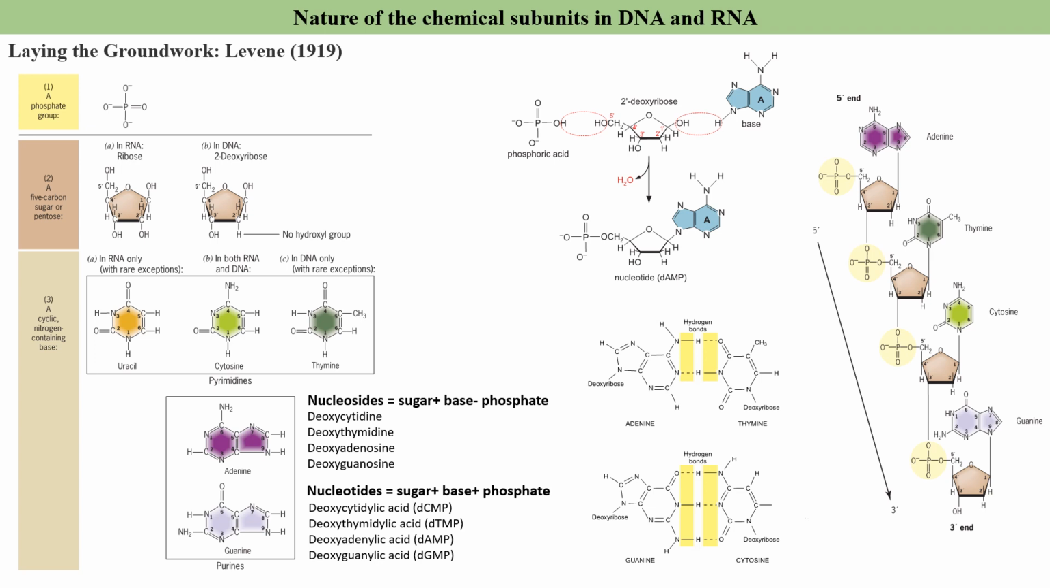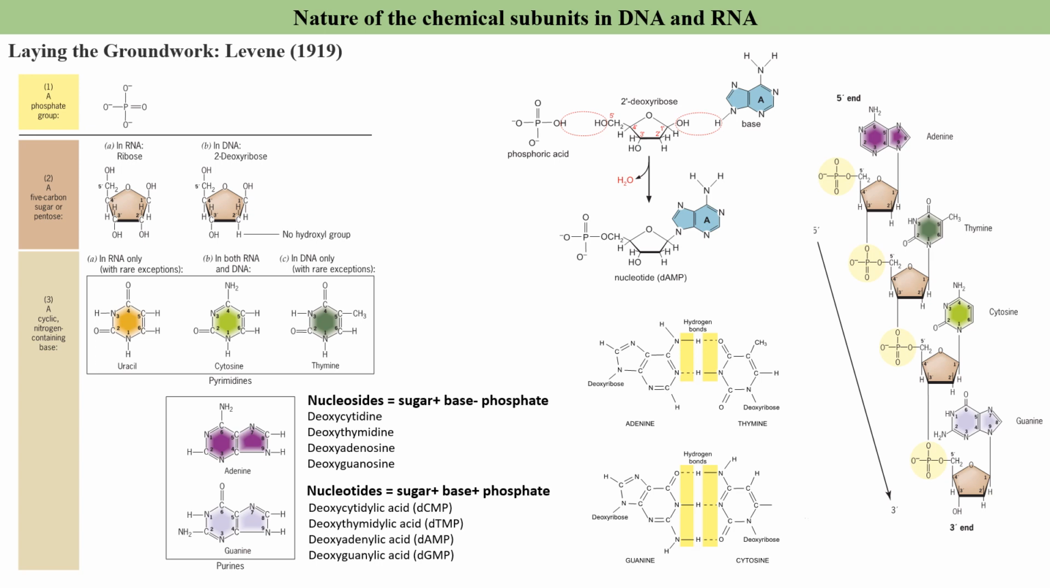RNA is a single strand which consists of ribose, while DNA is a double strand helix which consists of deoxyribose. Another difference is in the bases, that is the DNA consists of cytosine, thymine, adenine and guanine, while RNA does not consist of thymine, instead it consists of uracil. Alright.